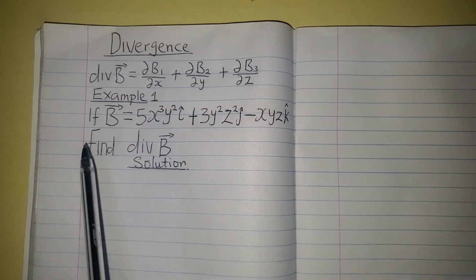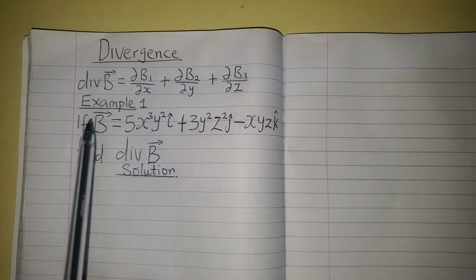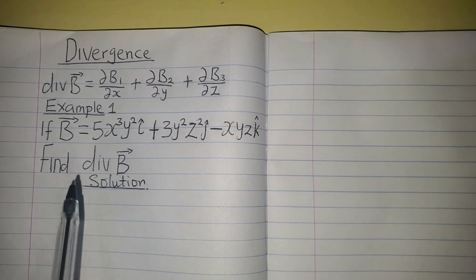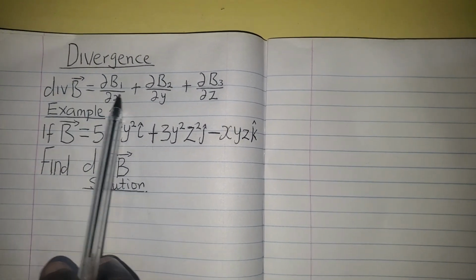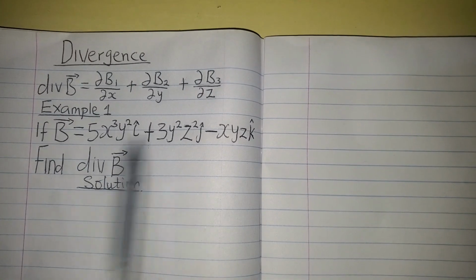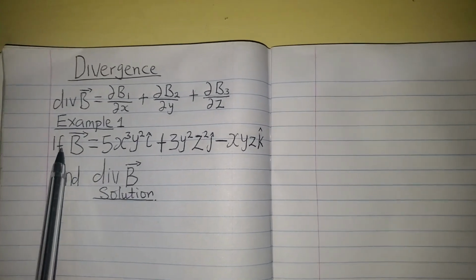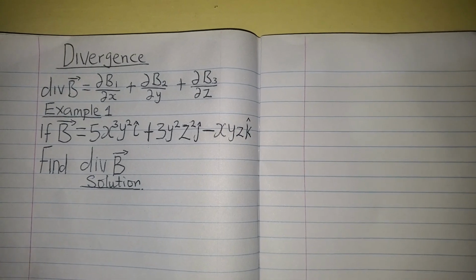In this video, we'll be considering divergence. Now, this is the formula of divergence. In this video, I will show you an easy way you can memorize this formula without stressing yourself. Okay? Before we start, let's write out this vector B first.